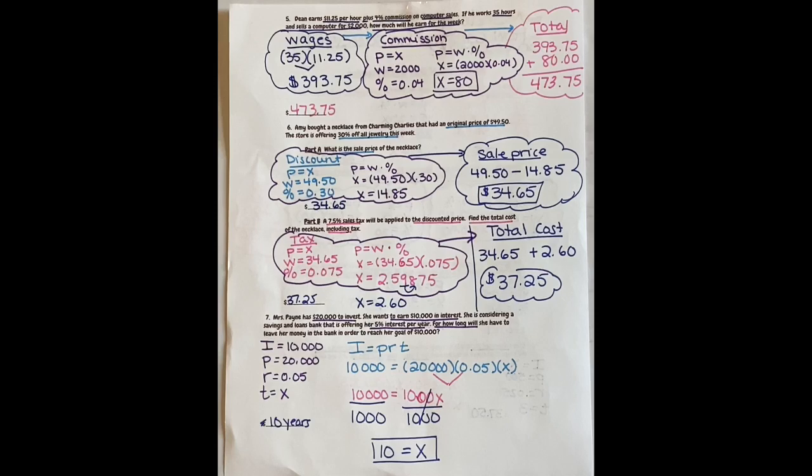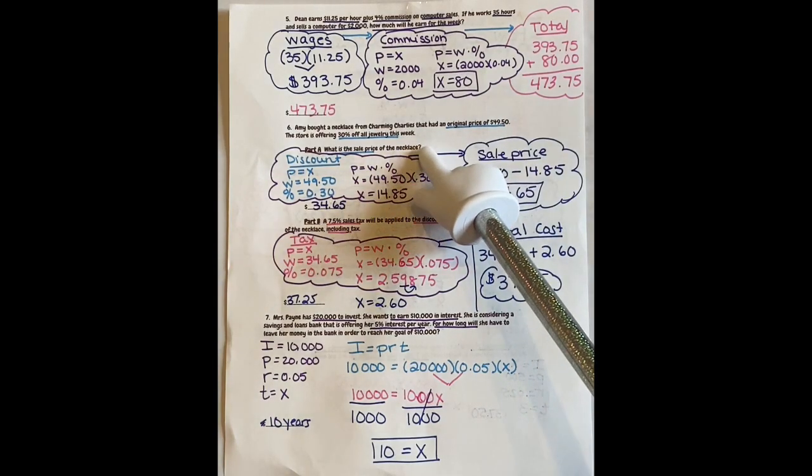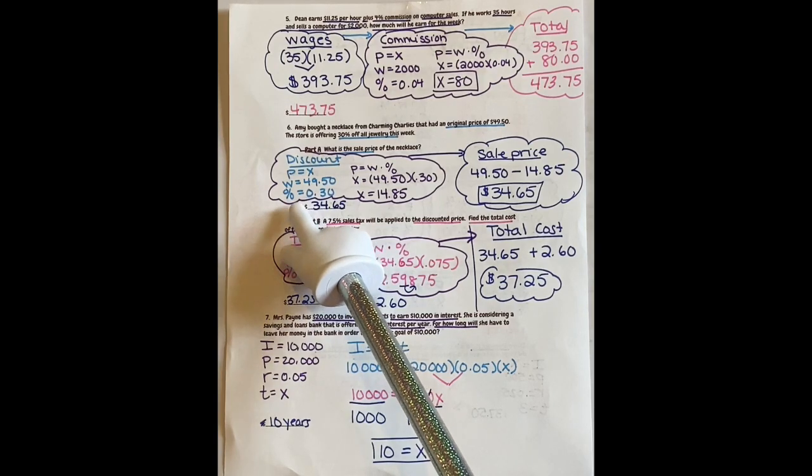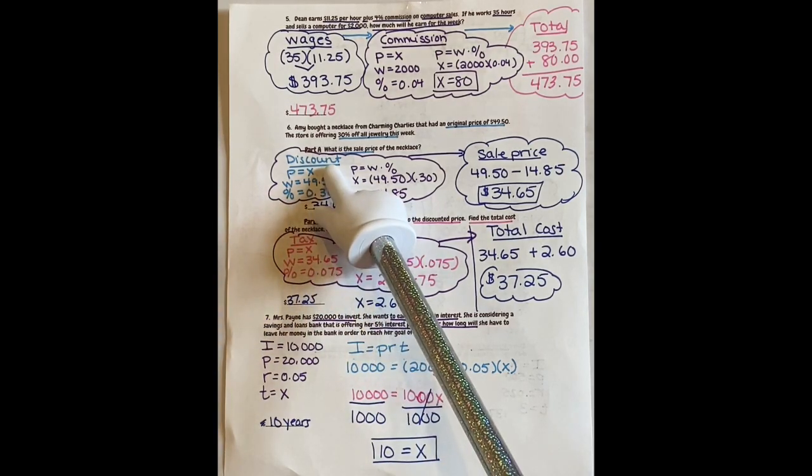All right, question number 6. Amy bought a necklace from Charming Charlie's that had an original price of $49.50. The store is offering 30% off all jewelry this week. So part A, what is the sale price of the necklace? Well, to find the sale price, first we have to find out, well, how much is she going to save. What is her discount?